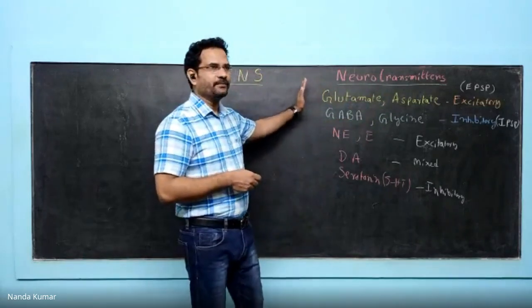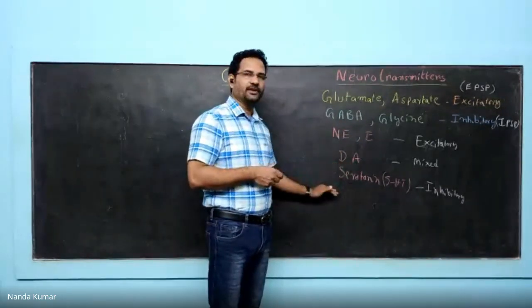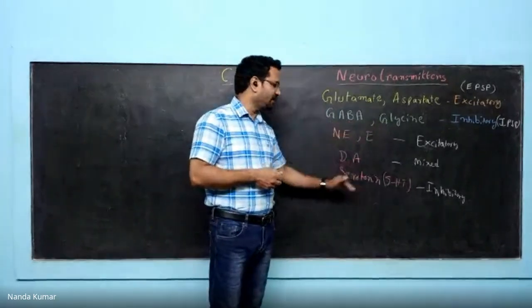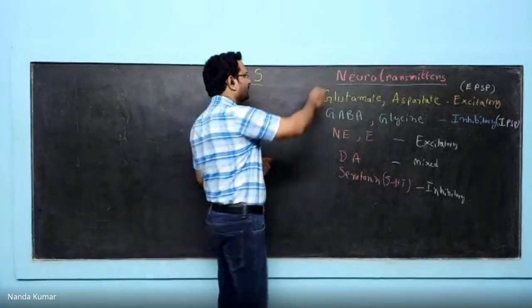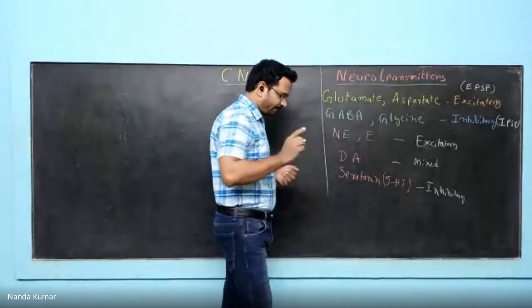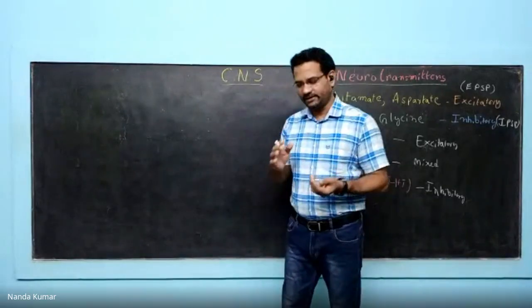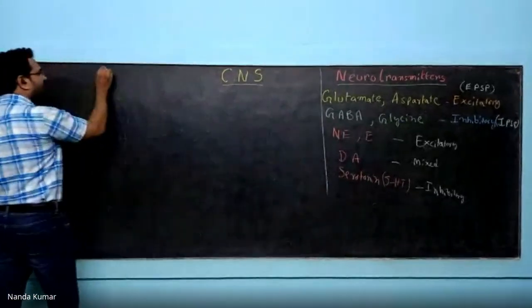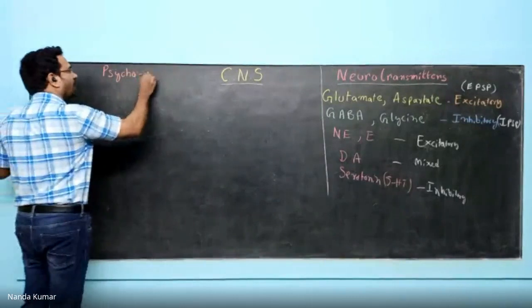These are amino acids. You have amines also, like norepinephrine, epinephrine, dopamine, and serotonin. Norepinephrine and epinephrine are excitatory, dopamine has got a mixed nature, and serotonin is inhibitory. So this is about the neurotransmitters of the CNS. Now, after this introduction, let us get into the CNS diseases, and I'm going to start with psychopharmacological agents. Psychopharmacology.